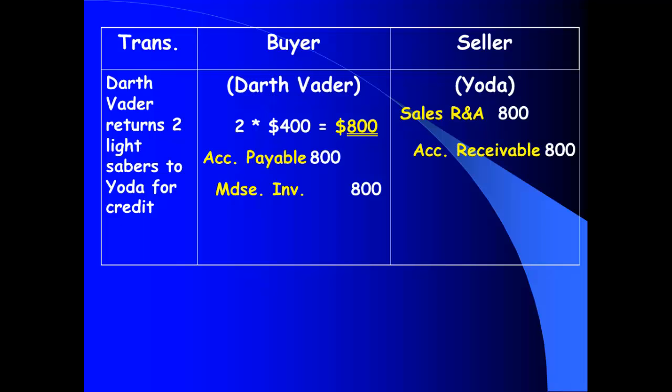Accounts receivable. He doesn't owe me as much anymore. Accounts receivable is an asset. Assets go down with a credit. So we would debit sales returns and allowances, and we would credit accounts receivable.